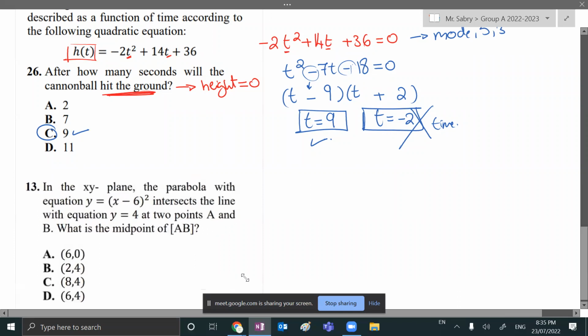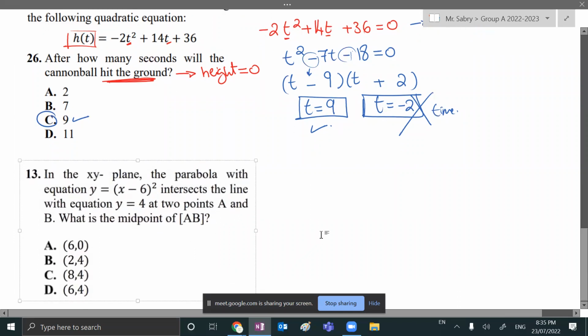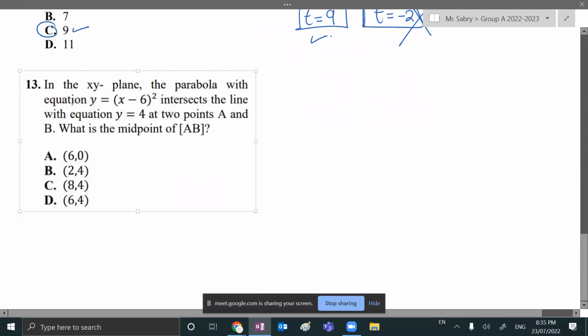Finally, moving to number 13. So number 13, you're told in the xy plane, the parabola with this equation intersects the line with the equation y equals 4 at 2 points, which are A and B. It's asking what's the midpoint of AB. This is a kind of tricky question, but once you get it, the idea is always there.